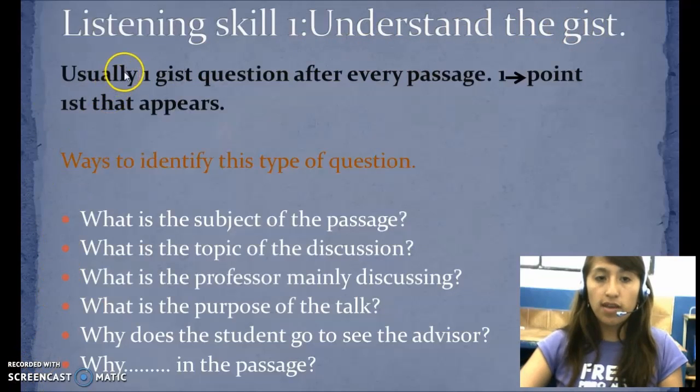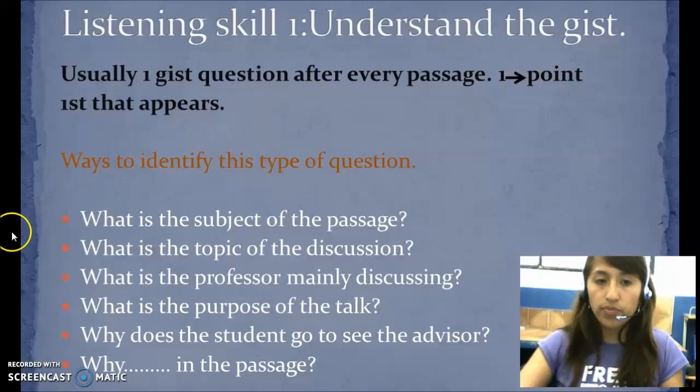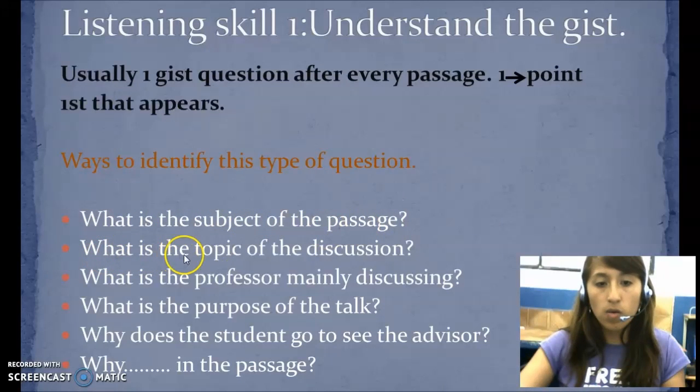We usually find one gist question after every passage, and each question is scored 1 point. Also, we can notice that it is the first question that appears in the test, and we have some ways to identify this type of question. For example, what is the subject of the passage? What is the topic of the discussion? What is the professor mainly discussing? What is the purpose of the talk? Why does the student go to see the advisor?